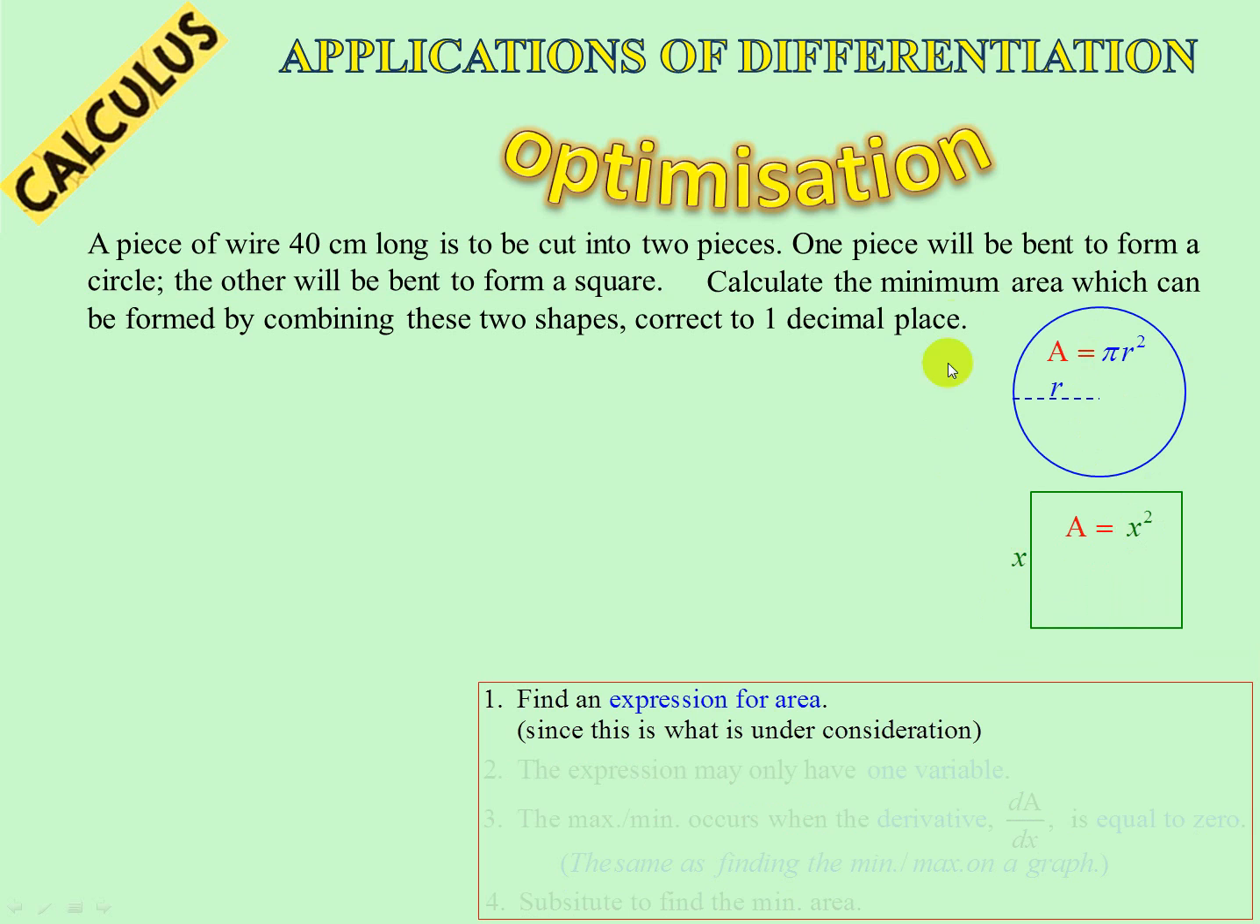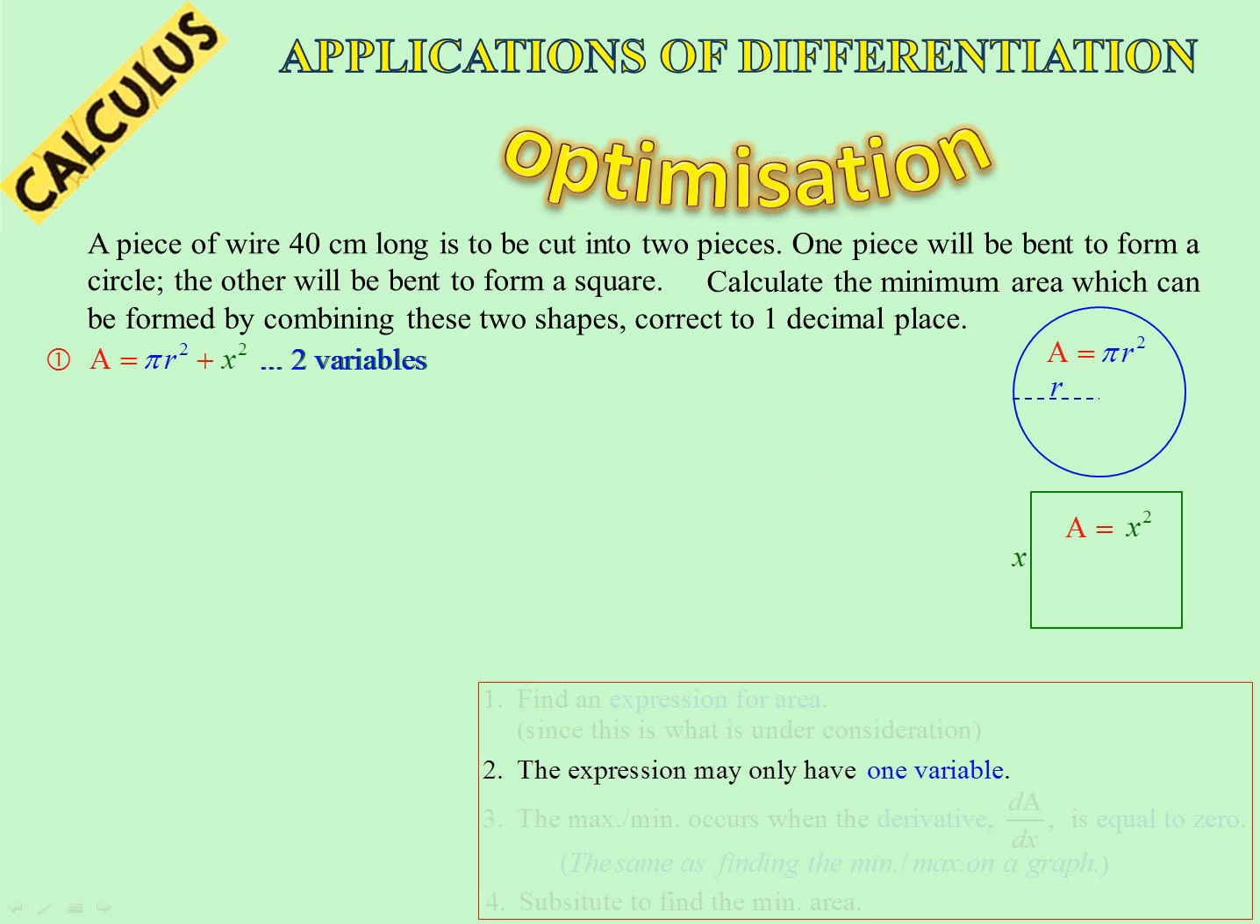So if we're trying to find minimum area, then we're going to find an expression for the area. So there we are. Area equals pi r squared plus x squared. Now that has a problem. It has two variables. We need to find it in terms of one variable.